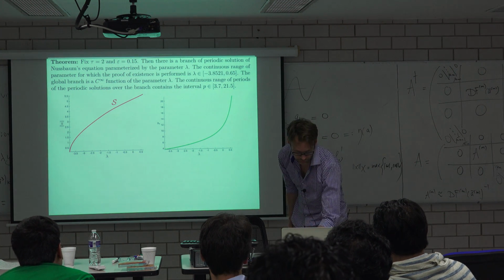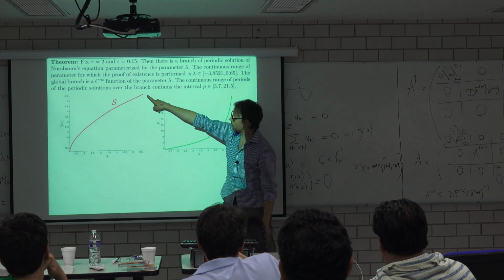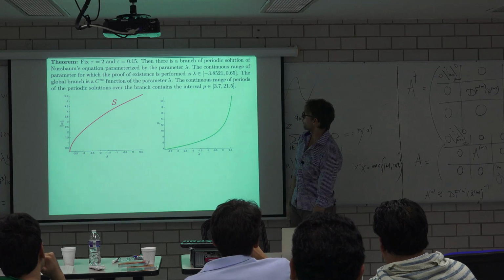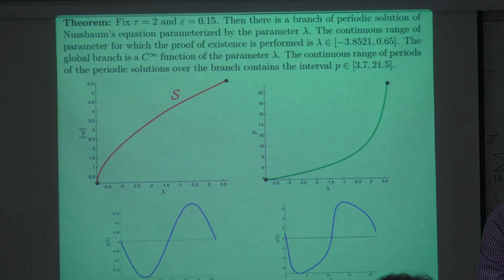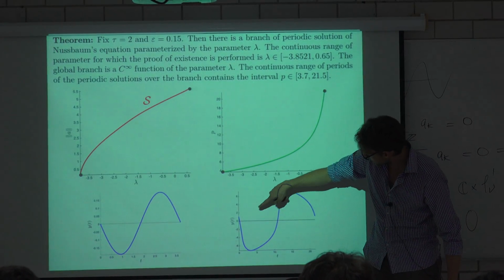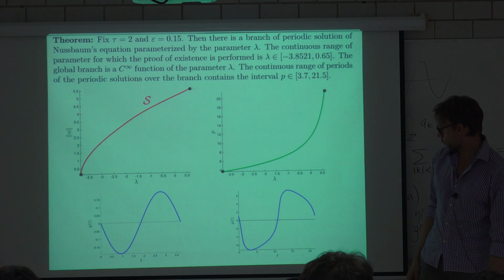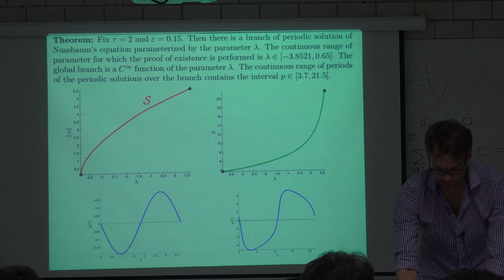That's at tau equals 2, epsilon equals 0.15, and now the last on the branch, the period here is pretty long. It is more than 21.5, so that's a very long period. And here are some periodic orbits. So that's the period. That's a very big orbit. The amplitude is 6, but the period is more than 20. So that's a big guy. And we did that with one Fourier expansion.